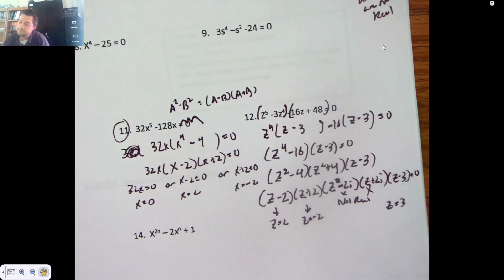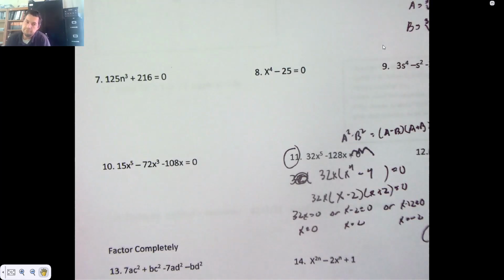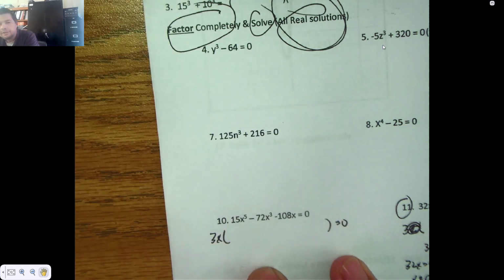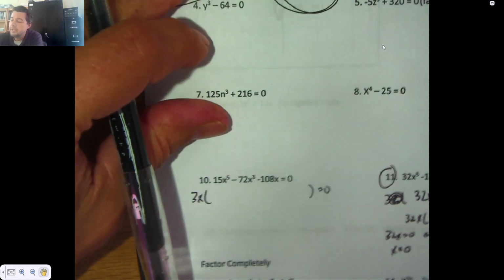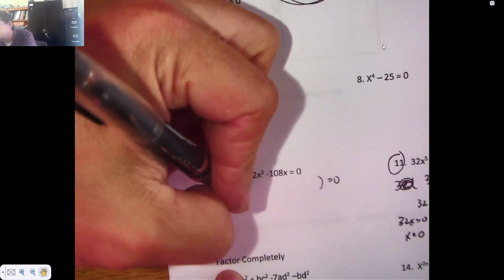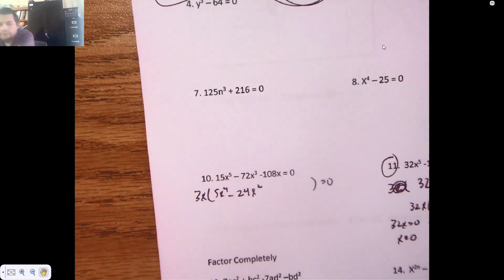Makes sense. And number 10. What do all three of those things have in common? At least a 3 and an x. If I pull a 3x from 15x to the fifth, I should have 5x to the fourth. If I pull a 3x from 72x squared, 24x. If I pull a 3 from 108, 36. So there's your first level of factoring.